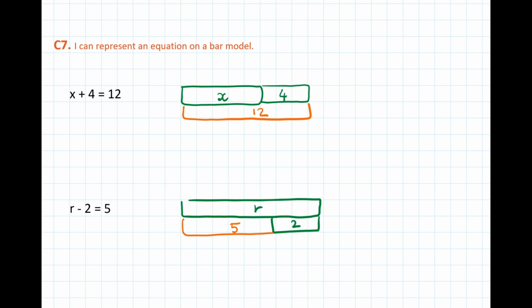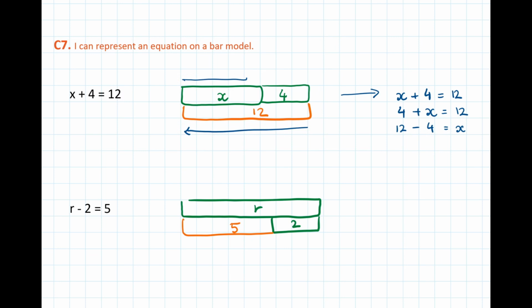So let's see what are all the number sentences we can think of with this one. We can see that x add 4 equals to 12. We can also see that 4 add x equals to 12. We can also look at subtraction and see that 12 take away 4 equals to x, and that 12 take away x equals to 4.